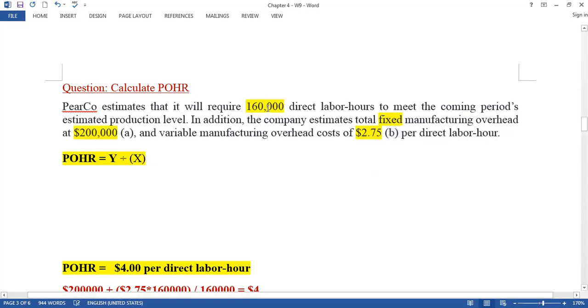So we find A, we find B, right? And which one is the X? The 160,000 hours is the level of activity, right? If you use more hours, you have more cost. If you use less hours, you have less cost. So we find X. So we know A, we know B, we know X.